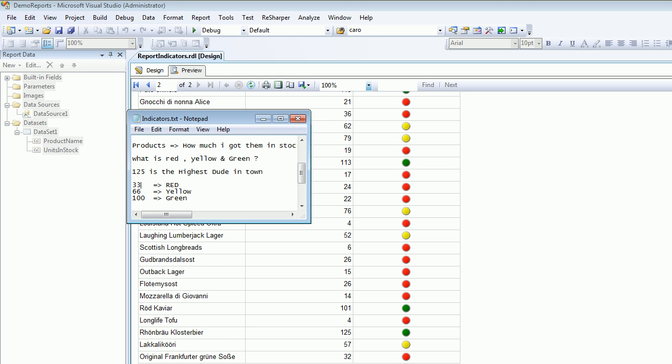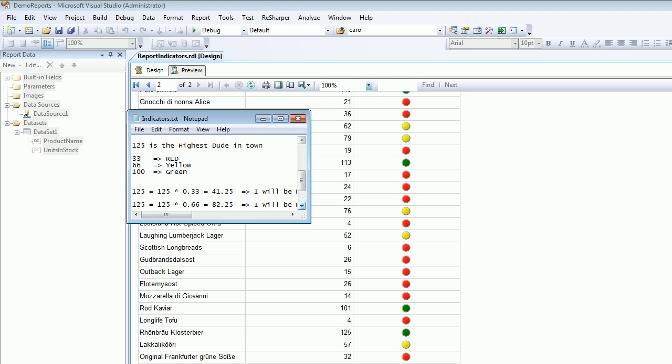So what it does is it tries to take 33% of 125 and figure out that value, and those who fall into that, it makes red. Those who fall above 33 and between 66% it makes yellow, and the rest after that is green. So here's how the calculation goes. If you take 33% of 125, it's very easy. The answer is 41.25. So this guy says, all right, I'm going to be Mr.